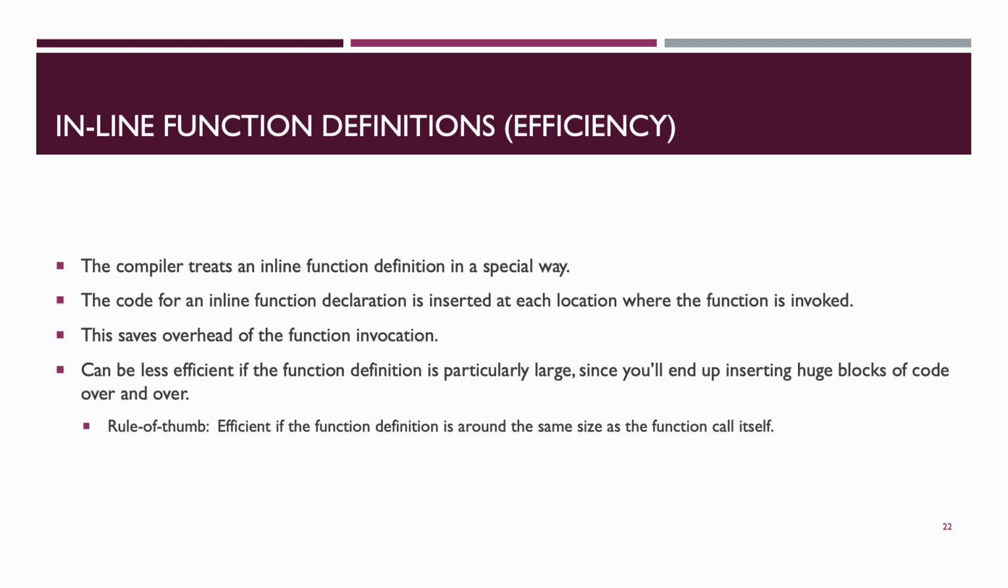This special treatment eliminates the overhead of calling the function, which involves pushing arguments to the stack, jumping to the function's memory address, executing the code, and returning to the calling function. When you declare a function as inline, the code for the function is inserted directly at each location where the function is invoked, instead of executing the function from a single location in memory. This is similar to copying and pasting the function code into the main program at every call site.